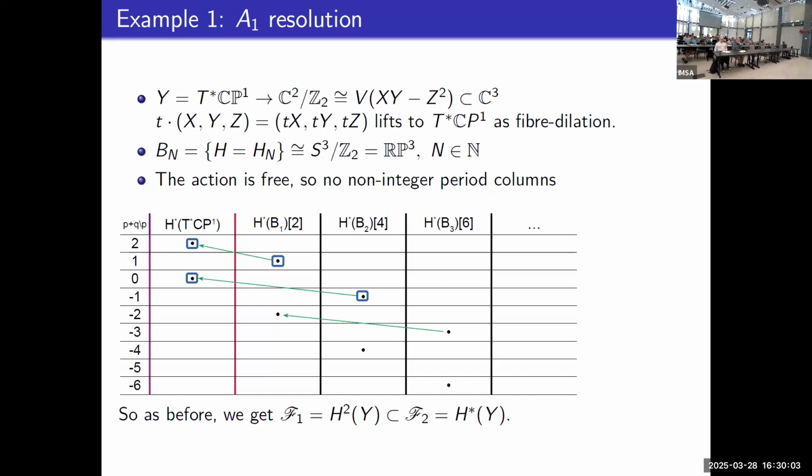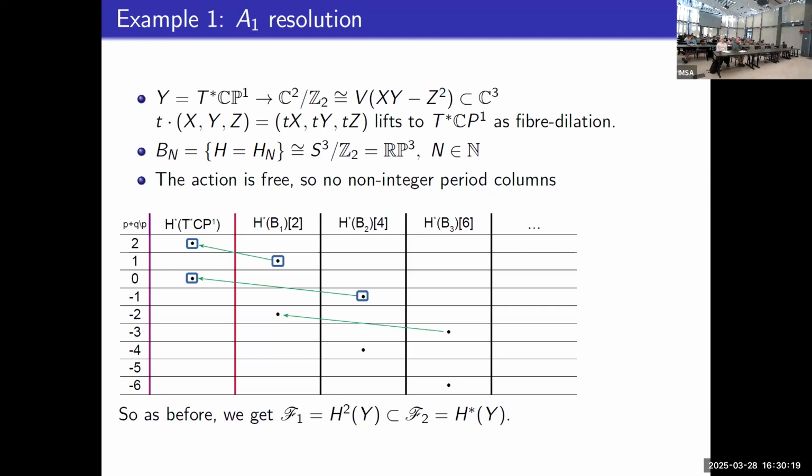In the first column, you again have the ordinary cohomology, H star of CP1, that's just here. And then in the next columns, you have the periodic S1 orbits, which is RP3 in characteristic 0, and then the differential just goes down.